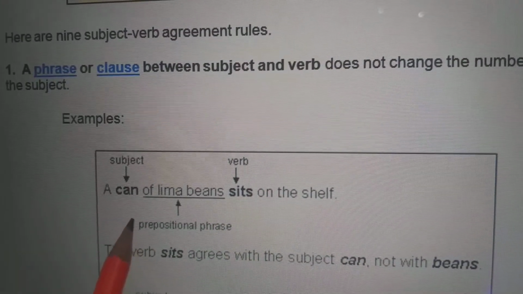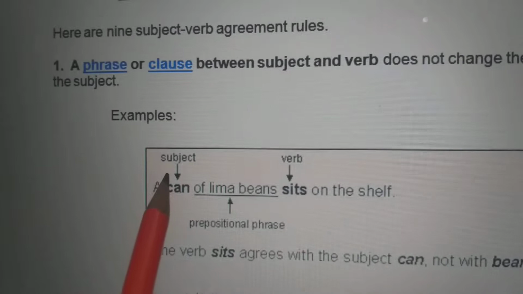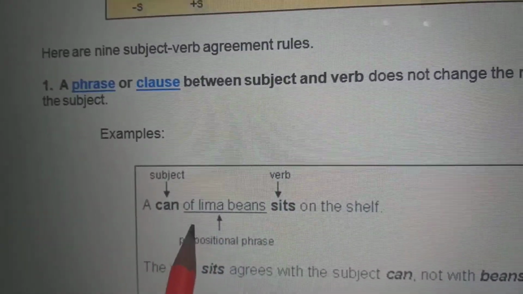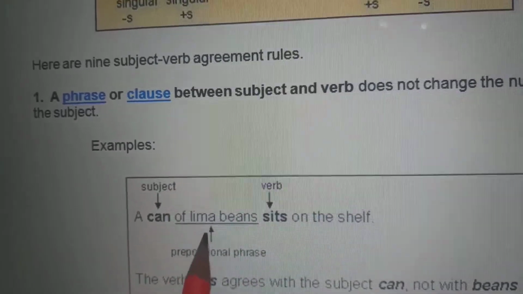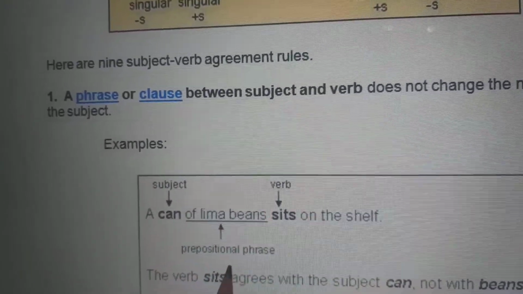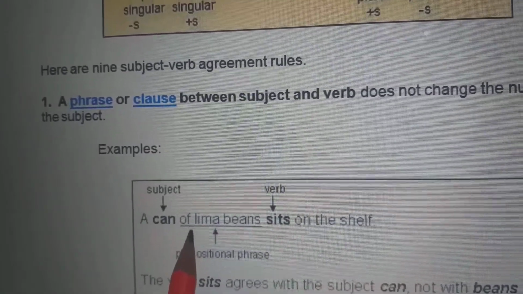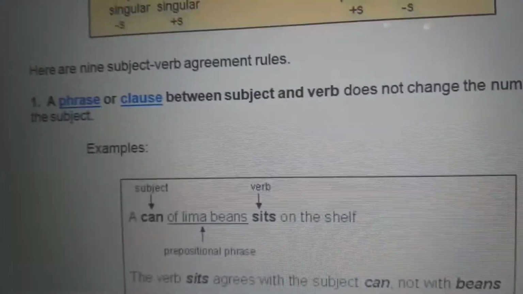Now a can is what? A subject over here. And sits is a verb. And which is the phrase over here in between? Of lima beans. It is a prepositional phrase because of is used over here. Of is a preposition.